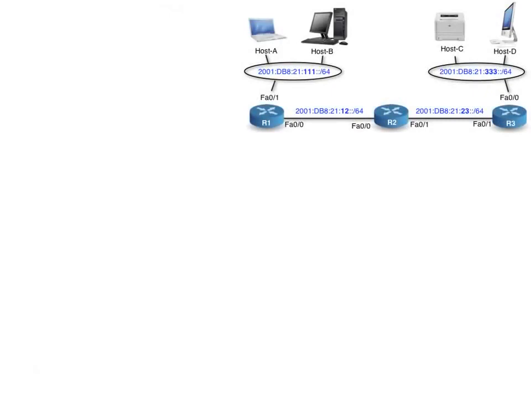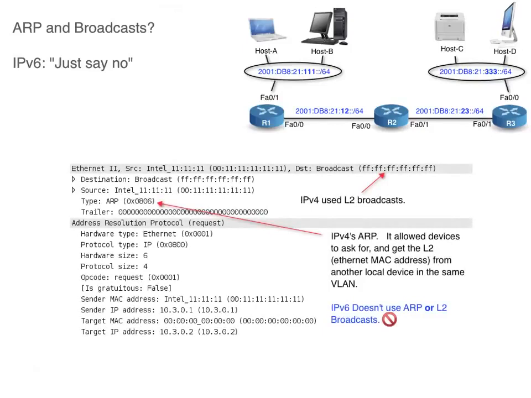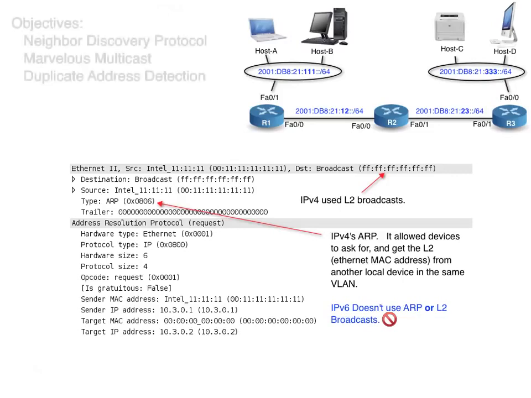You may have heard the news about ARP and how it's no longer in existence with IP version 6. It was such a huge part of IP version 4, but completely annihilated with version 6. In this lesson, we're going to focus on the replacement for that, specifically Neighbor Discovery Protocol.